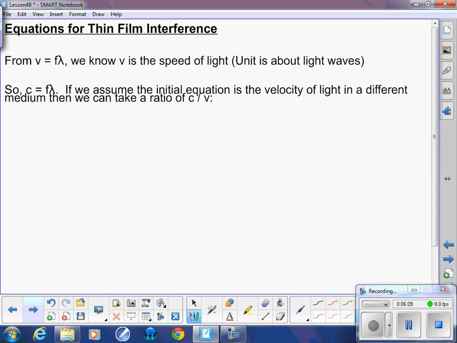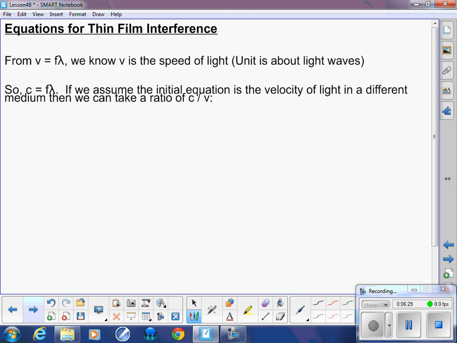Talking about some of the formulas here, the equations for thin film interference. Just going to do some quick manipulations here. We know that the velocity of light is equal to f lambda. We've also talked about the speed of light being designated as c.